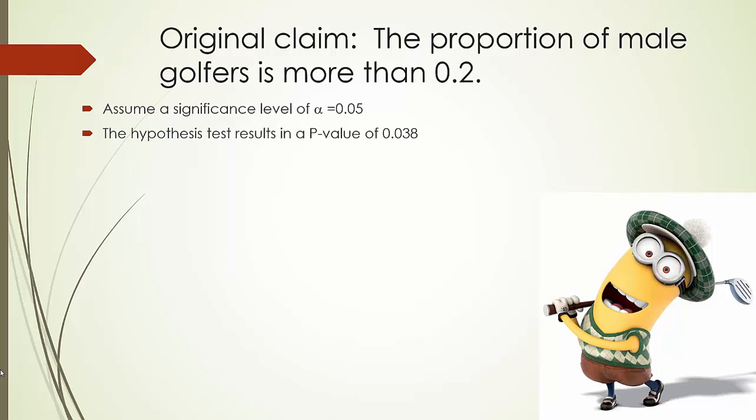And then we're not doing the actual hypothesis test. We're just looking at it because this is our intro video. So the hypothesis test results in a p-value of 0.038. So let's make sense of all of this.